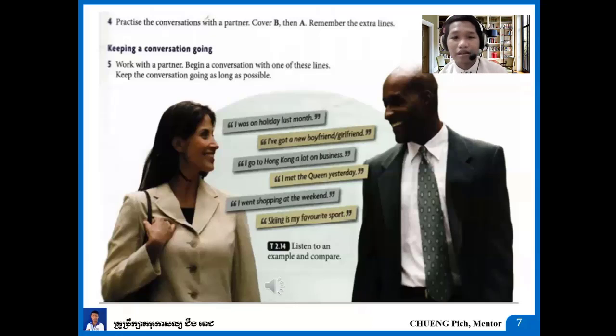Okay, don't forget to practice the conversation here at home. You can practice with your friend if you are staying nearby, or you can just practice alone, or you can practice with your brother or sister as well. Okay, so let's move forward.